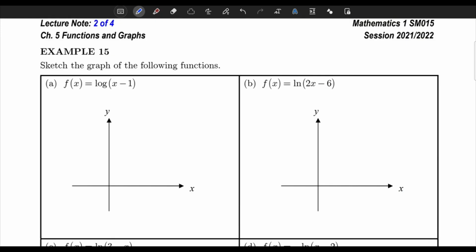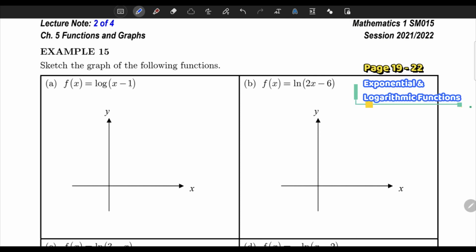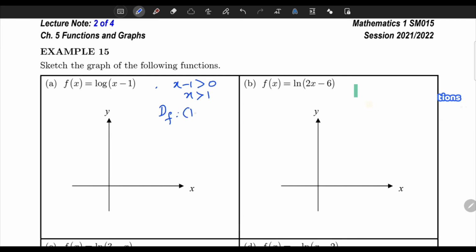Example 15. Sketch the graph of the following function. So you have here f(x) equals log of x minus 1. So again, we will start with x minus 1 greater than 0. So x greater than 1. So I told you already, that is the domain, 1 to infinity. Alright. So for the vertical asymptote, we have x minus 1 equal to 0, x equal to 1. So find your x equal to 1.